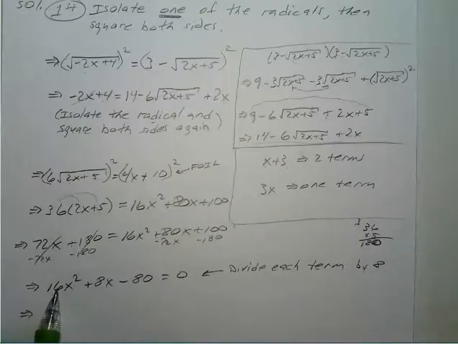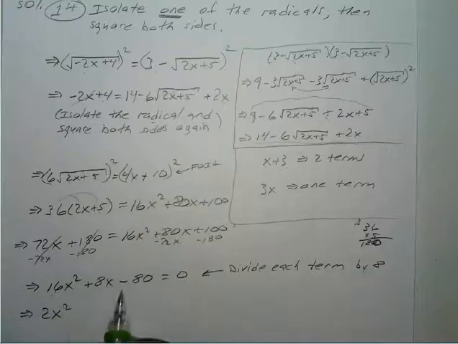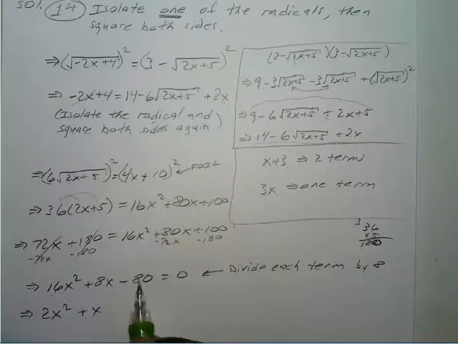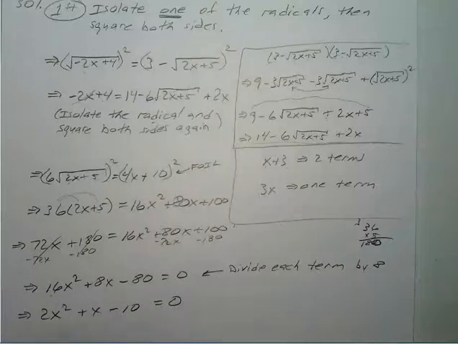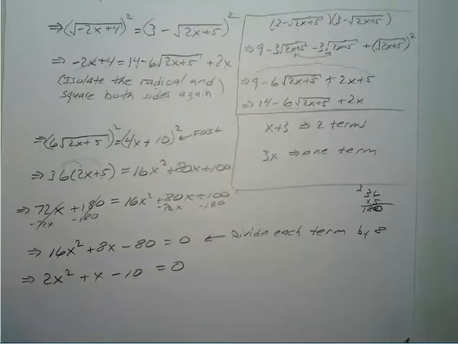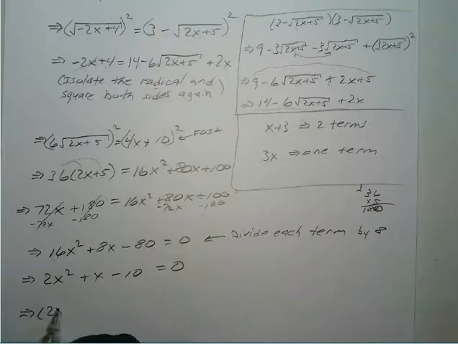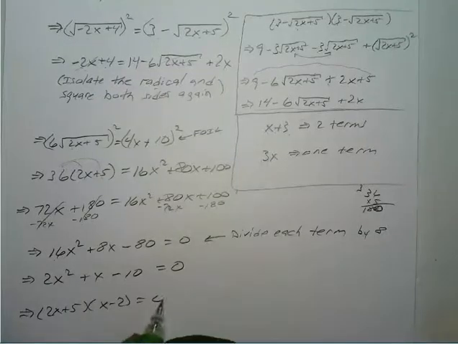So 16 divided by 8 is 2, so we have 2x squared. 8 divided by 8 is 1, so that's plus x. Negative 80 divided by 8 is negative 10, and 0 divided by 8 is just 0. Okay, so this is a little easier to work with than all of that big stuff up there. Now using the A times C method or quadratic formula, whichever one you like, you can go ahead and factor this, and that would give us 2x plus 5 times x minus 2 equals 0.